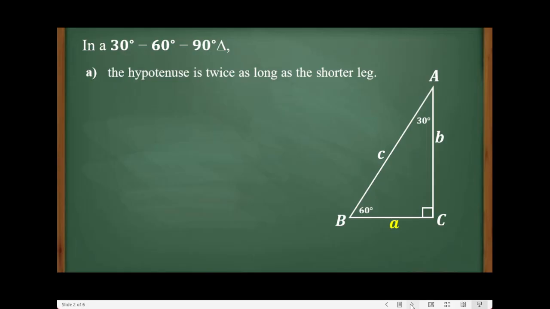Now, in such a special right triangle, 30, 60, 90 triangle, the hypotenuse is twice as long as the shorter leg. So if we refer to this right triangle, the hypotenuse is c and the shorter leg is a. Now, based on this property, mathematically speaking, we have c is equal to 2a. Okay?